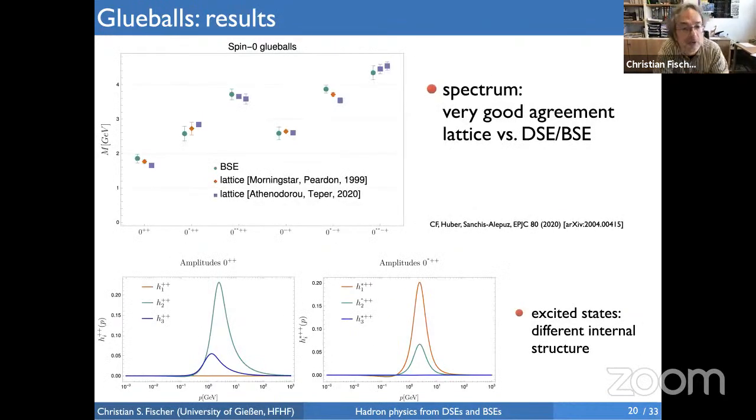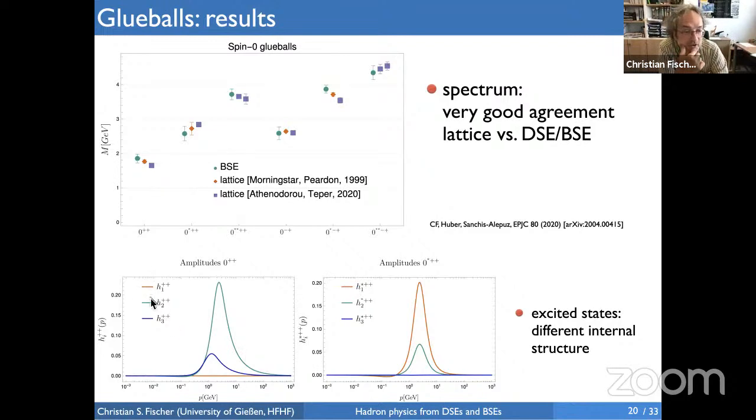And the results are like this. So here we compare in different channels the results from the Bethe-Salpeter framework with the lattice results of Morningstar and Peardon from '99 and a very recent result from Athenodorou and Teper in 2020. And I show results for this in the scalar channel 0++, the first radial excitation, the second radial excitation, and the pseudoscalar channel, ground state, first radial excitation, second radial excitation. And actually one sees that the 2 approaches nicely agree with each other. So there's very good agreement between the lattice and the Dyson-Schwinger-Bethe-Salpeter framework.